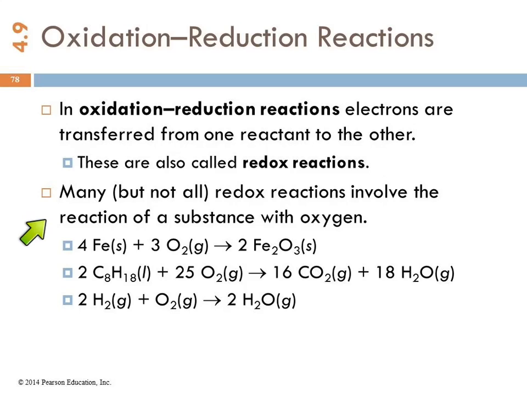A lot of redox reactions involve something reacting with oxygen. So here's some examples of redox reactions. Iron rusting. Iron reacting with oxygen to form iron oxide is a redox reaction. Octane burning. That's reacting with oxygen, right? We looked at this reaction already. That's a redox reaction. Hydrogen and oxygen reacting together to form water. It's a redox reaction.